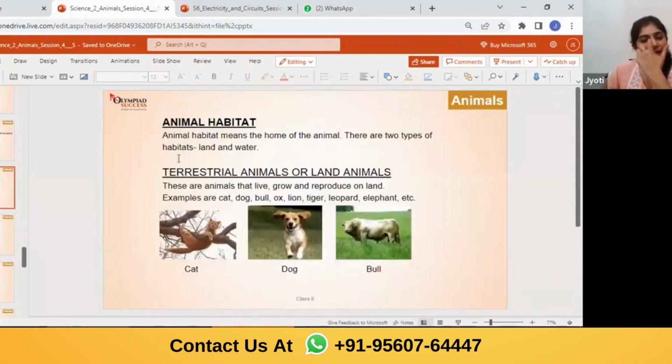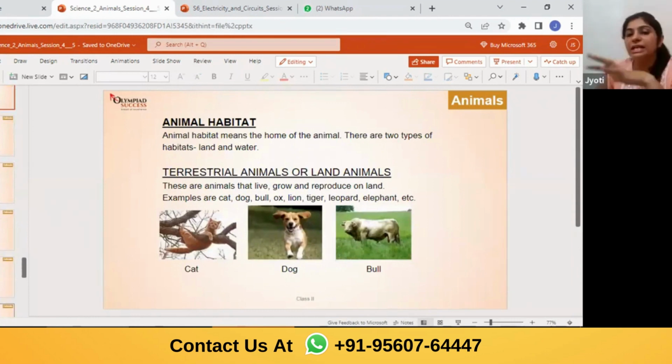Next comes animal habitat. Habitat is a place where an animal lives. Like the dog. Dogs live in a kennel. Their house name is kennel. Lion lives in a den. Snakes live in a burrow. So there are different kinds of animals which have different habitats.